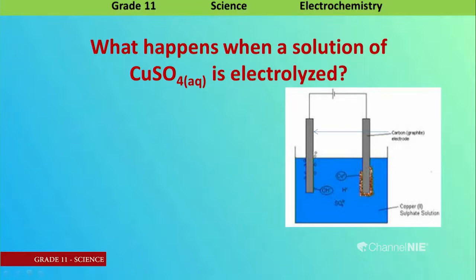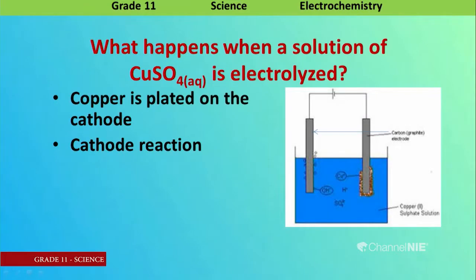You know the available ions in the aqueous copper sulfate solution. What are the available ions, children? Copper ions, sulfate ions, hydroxyl ions and hydrogen ions. From those ions, negative ions are attracted towards the anode and positive ions are attracted towards the cathode. Here, the two negative ions available are sulfate ions and hydroxyl ions.